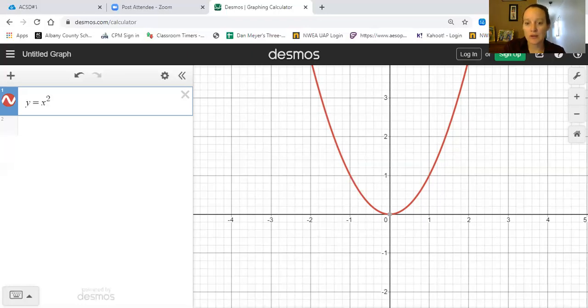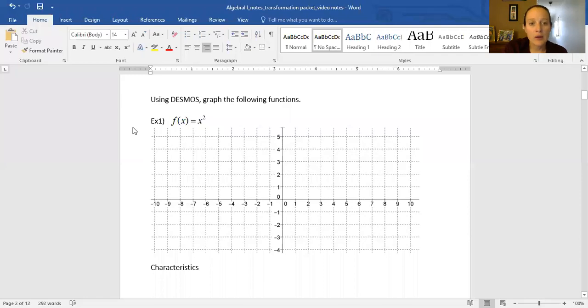Well, in the end, this is what your graph should look like, okay? Except in your notes, this is what I would like you to think about. We know that we have this graph right here. We have this point at 0, 0. There's our vertex. I'm going to mark that, and then you're going to come up 1 over 1. That's your next point. And then your next point was negative 1, 1. So those are our 3 critical points.